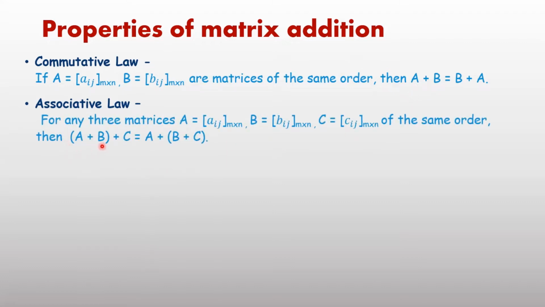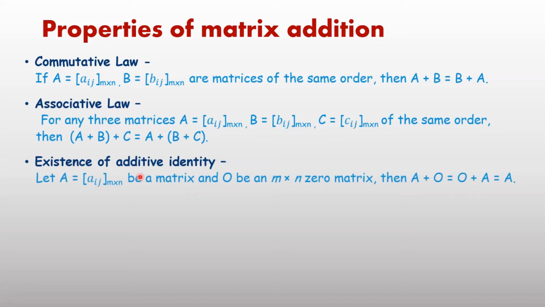Associative, if A plus B plus C equal to A plus B plus C, means first you find A plus B, then add matrix C. You will get a new matrix D. In second case, RHS first you find B plus C. After that, add in matrix A. The result remains same. But condition, remember, order of matrix A, B and C remains same. Means same order.